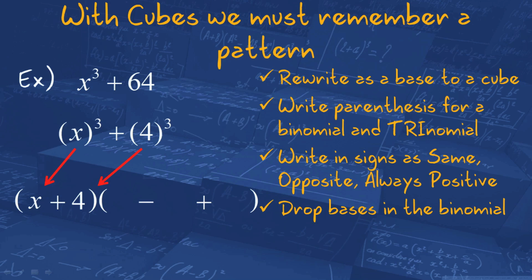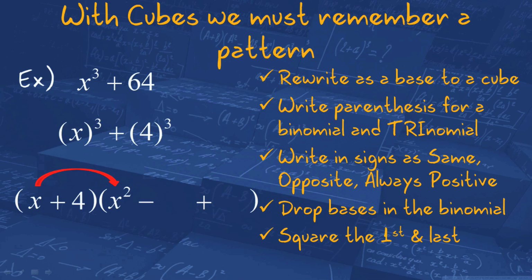There's your binomial term. Now we're going to fill in the first and last of the trinomial by squaring the first and last. So take the x, square it, and we get x squared, which makes sense. X times x squared is going to give us our x cubed. Same thing with the 4. Square it and we get 16. 4 times 16 gives us our 64. Yay! So we have our first and our last terms.